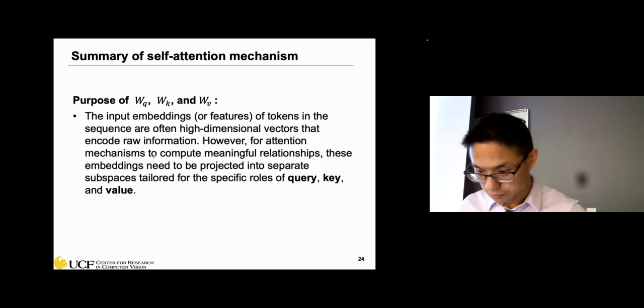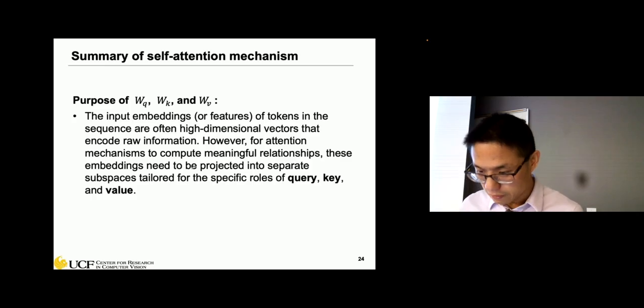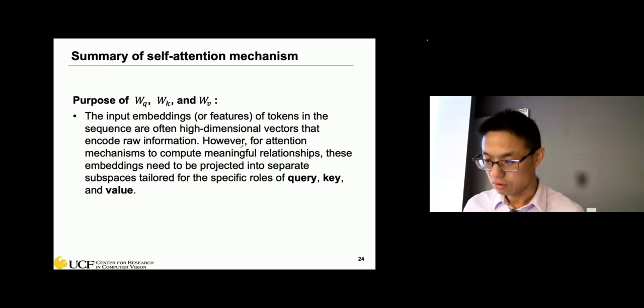Okay, so here I give you some summary of what the purpose of these 3 learnable projection matrices is. The input embeddings in the sequence are often high dimensional, raw encoded information. But for the attention mechanism to capture meaningful relationships, these embeddings are projected into these 3 different subspaces. We call them query, key, and value.